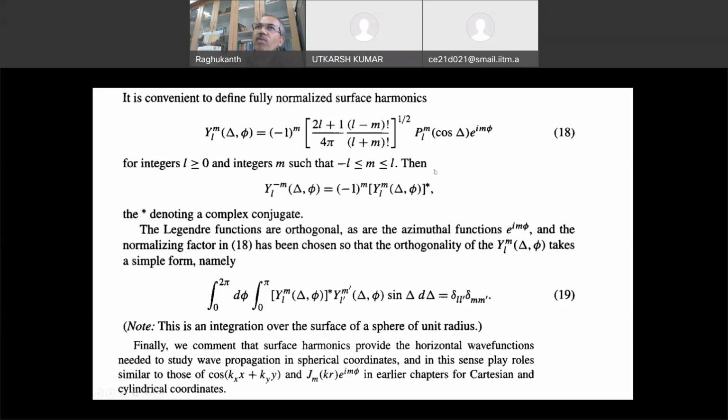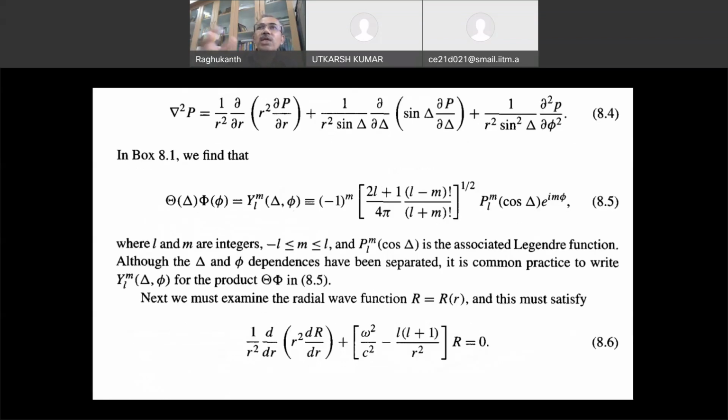So surface harmonics are the same as your cos kx, ky, whatever we do in Cartesian. And if it is a cylindrical coordinate system, Bessel functions will come. All of them have all kinds of properties itself. Orthogonality, everything will be there, they obey all these kinds of things. Okay. So this is how the equation is.